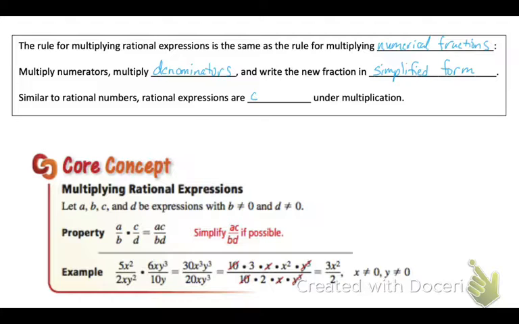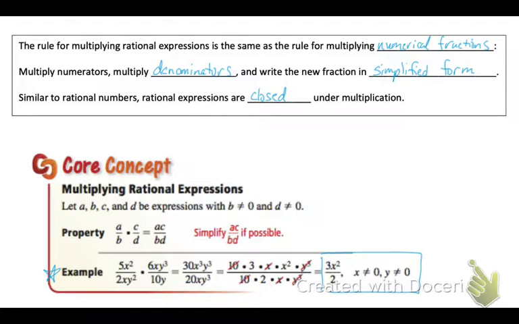Now, similar to rational numbers, like fractions, 2/3, 3/5, rational expressions are closed under multiplication. A set, and in this case rational expressions, is closed under an operation if performing that operation on members of the set always produces a member of the set. So performing multiplication on a rational expression will always produce a rational expression. Now look at the core concept below.